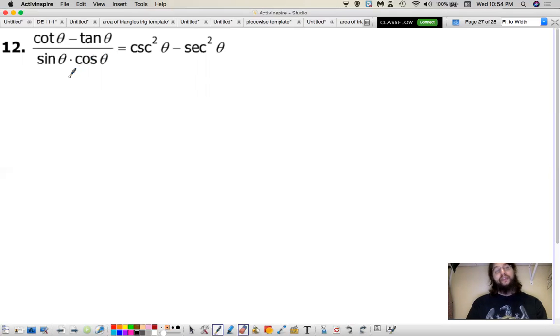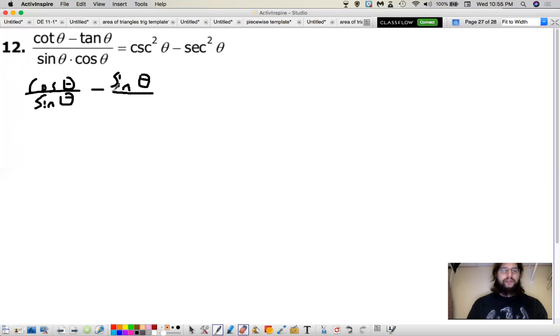Let's just do something. So I got sine and cosine on the bottom. Let's put it all in terms of sine and cosine. See what happens. Cotangent, that's cosine over sine. If you don't know that, use your identity sheet. If you do know that, good. Tangent is sine over cosine.